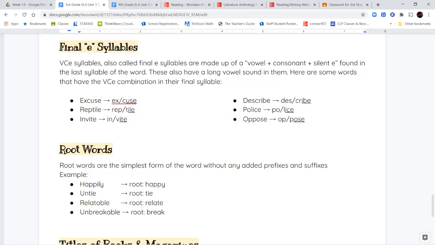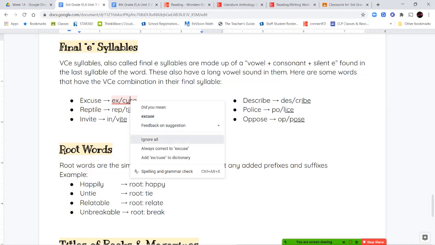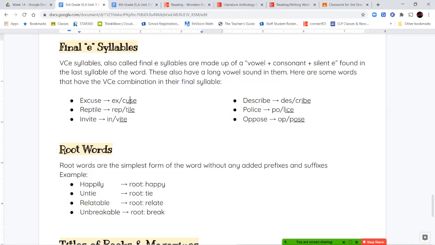I'm going to give you some examples of words that have that VCE combination in their final syllables, and I'm going to show you how we split them up. So the first one is the word excuse. Now, if I have the word excuse, I split it EX, and then that's my first syllable, and CUSE is my second syllable. So that USE that I have underlined here, that's a vowel, a consonant, and a silent E. You're hearing excuse. You're hearing the U sound. You're hearing the letter U say its name.